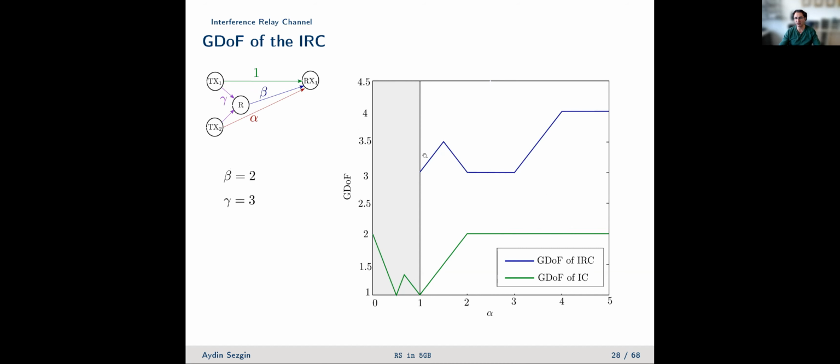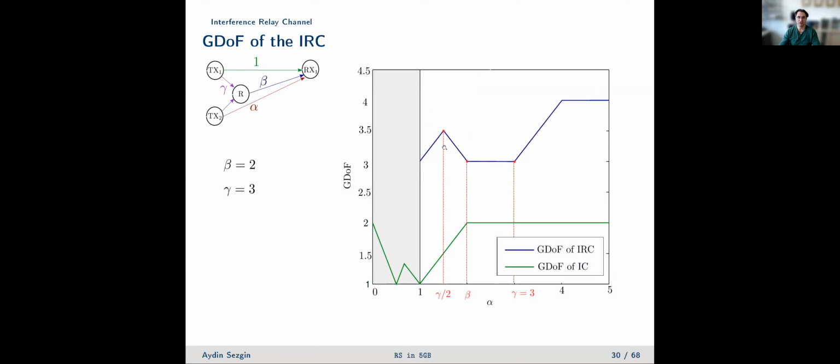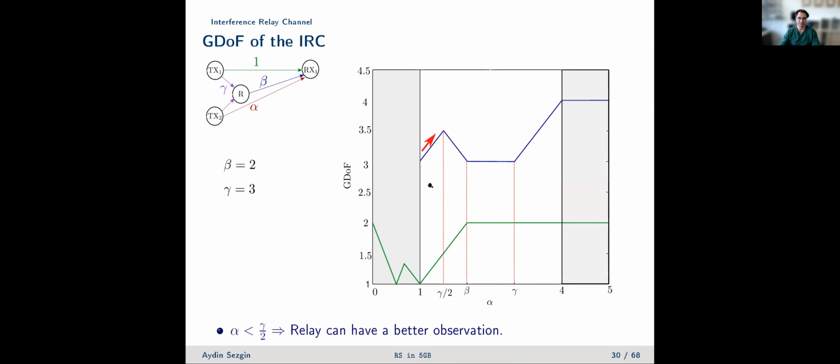And so I would like to concentrate on this region here, and given the time constraint, I would like to move on a bit faster. So this is a complete characterization of the generalized degrees of freedom of the interference channel basically. So let's move on. So we would like to look at a scenario where basically we look at this regime.